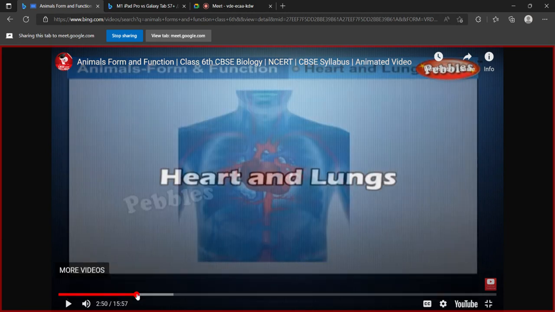Now we will see heart and lungs. We are done with the stomach. The stomach was a part of the digestive system. Now we are doing heart and lungs. The heart and lungs are responsible for the circulatory system and the respiratory system. We will see that now.